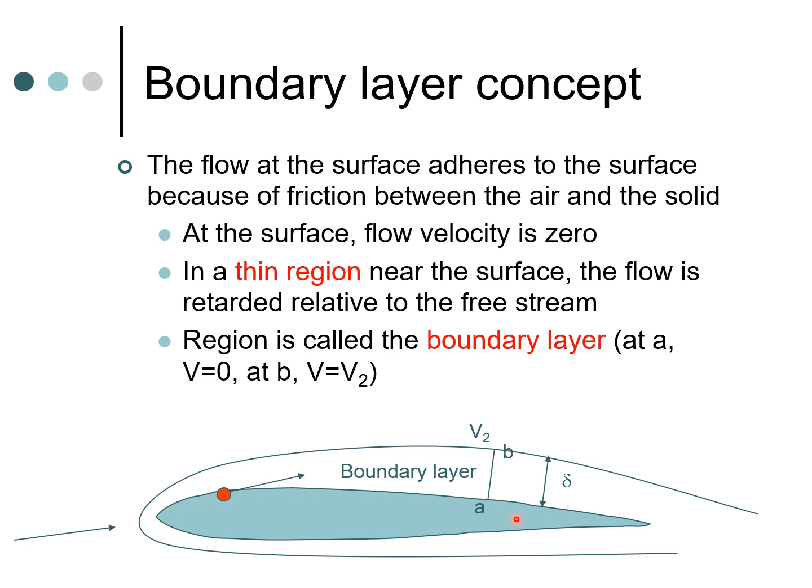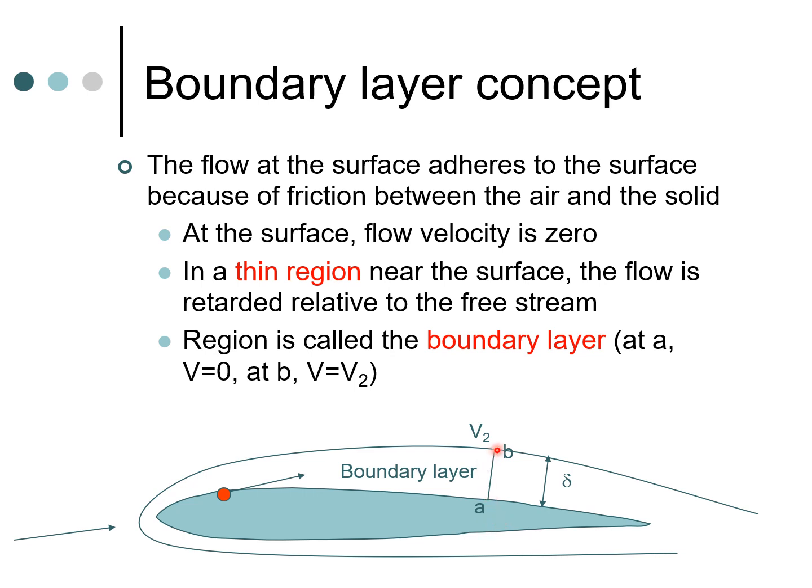But actually what happens is somewhat different. Very near the surface there is a complexity in the flow. So let us look at that in detail. The flow at the surface would essentially adhere to the surface because of friction between the air and the solid. So if we think about it, at the surface the flow velocity is going to be zero. Essentially at this point A here, the velocity is going to be zero.